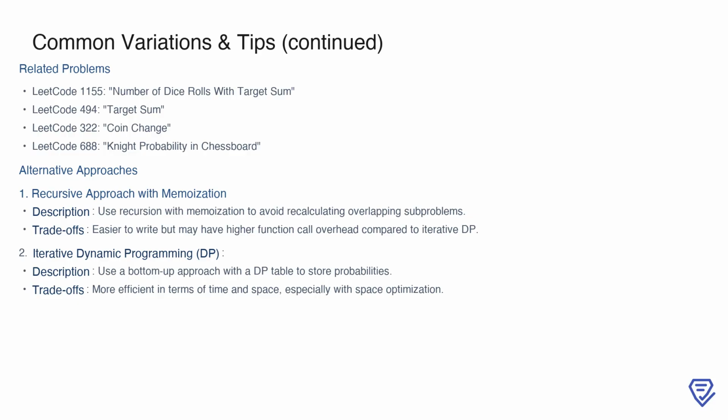Beyond dynamic programming, there are alternative techniques you can consider. For example, a recursive approach with memoization avoids recalculating overlapping subproblems by storing results. While this method is often simpler to write and implement, it can introduce higher function call overhead compared to iterative DP. On the other hand, iterative dynamic programming provides a bottom-up approach that is generally more efficient in terms of both time and space. By employing space optimization techniques, iterative DP can handle larger input sizes more effectively, making it a practical choice in scenarios where resource constraints are a concern.